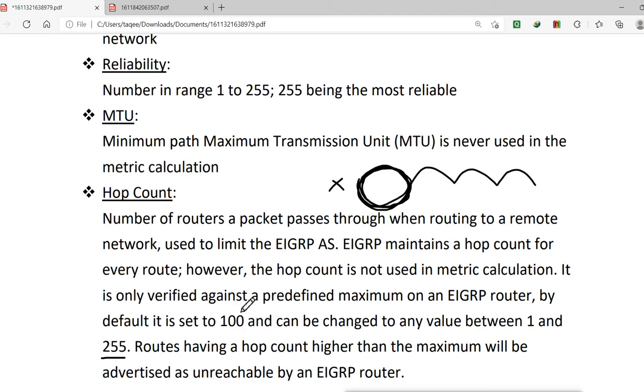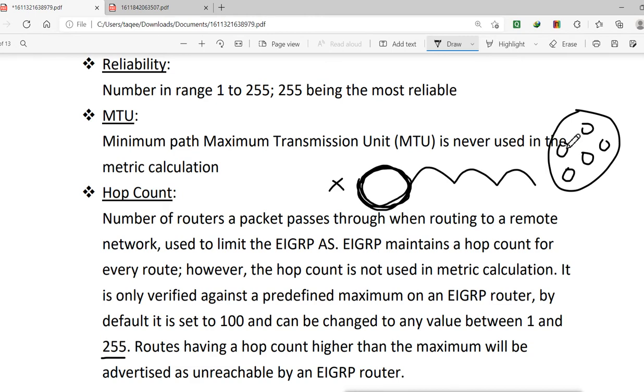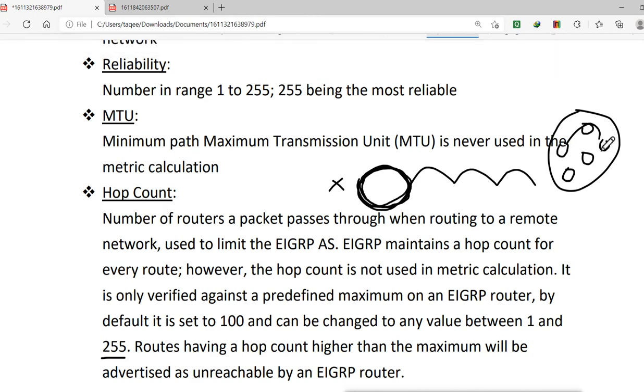So this will only help with that, and it will also help us control the autonomous system number. Like in a single autonomous system number, I want to have only 50 routers, 50 networks. So I can reduce the hop count, so that it can only hop between these 100 routers or 10 routers or 15 routers. But this will not be calculated as a metric.